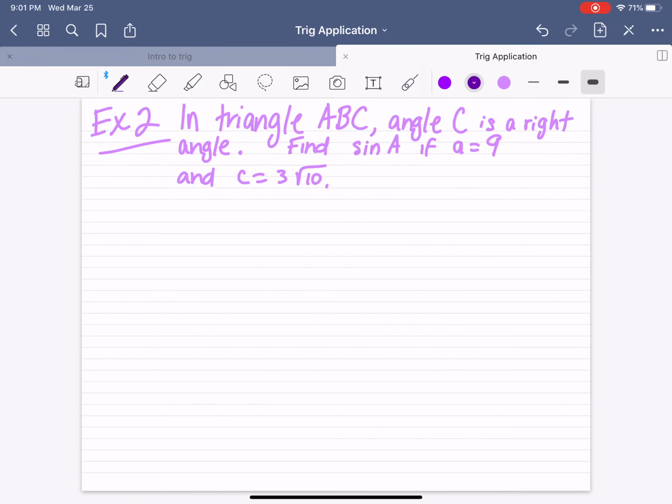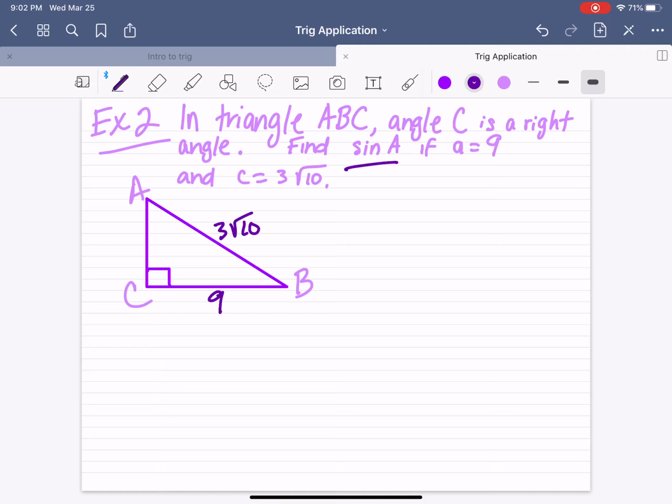For example 2, in triangle ABC, angle C is the right angle, and I want you to find the sine of angle A if side A is 9 and side C is 3 root 10. So let's always start by drawing our triangle. You see how my triangles always come out perfect? So let's start with the right angle, which is letter C. Now let's label the measurements. Side A is 9. Side C is 3 root 10. And the question is asking for sine of A.